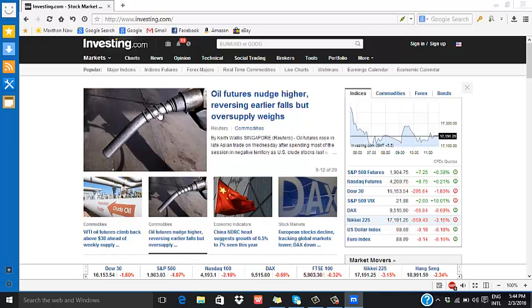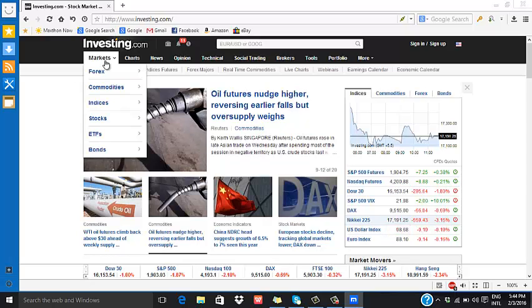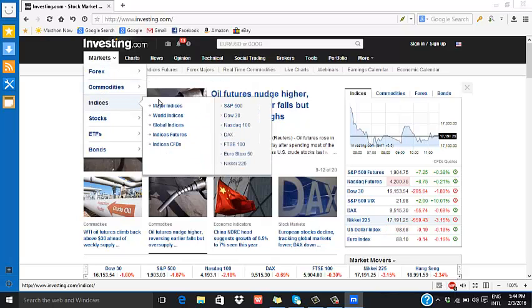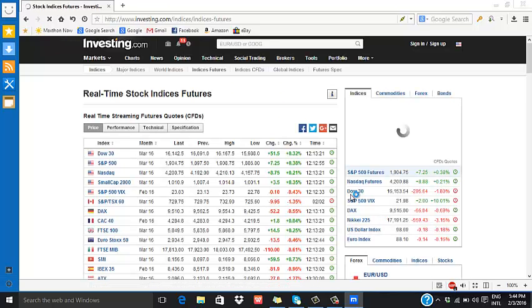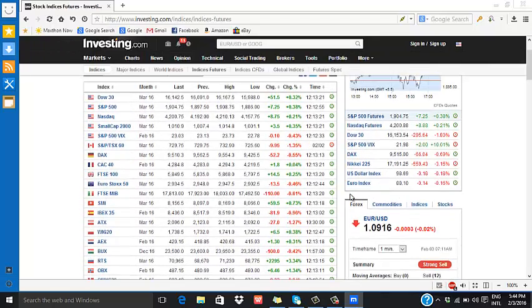Now, we want to understand the current situation of all the markets, whether open or closed. Go to markets, go to indices, come to indices futures. Once you come to indices futures, this will give the current situation of all the international markets. The top one talks about the current situation of indices in the US. Please remember, all these markets are open 24 hours till Friday.